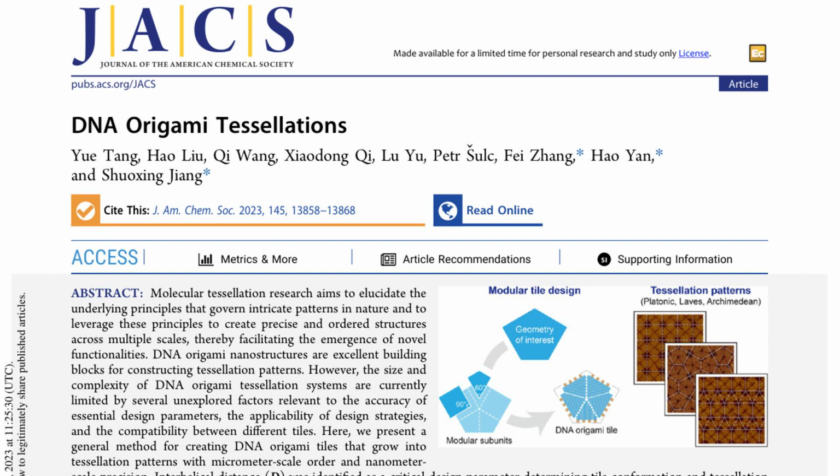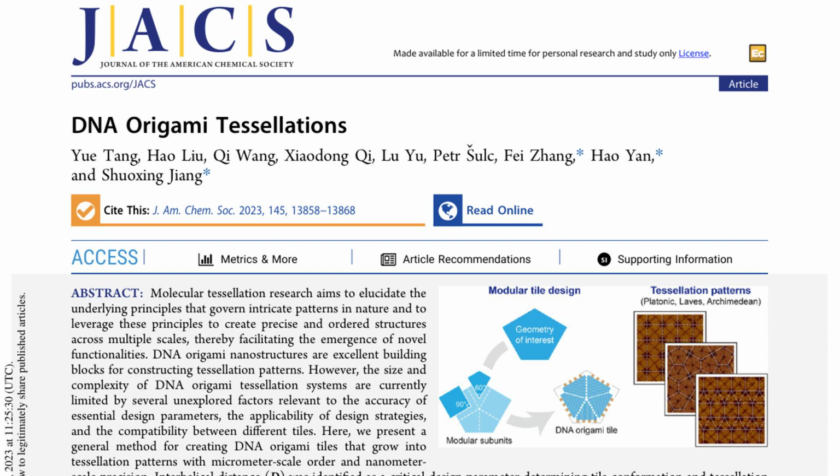This scientific paper, titled DNA Origami Tessellations, discusses the use of DNA origami nanostructures as building blocks for constructing tessellation patterns. The paper highlights that while DNA origami nanostructures are excellent for constructing tessellation patterns, their size and complexity are currently limited. The paper presents a general method for creating DNA origami tiles that can grow into tessellation patterns with precision and order at both the nanometer and micrometer scales.